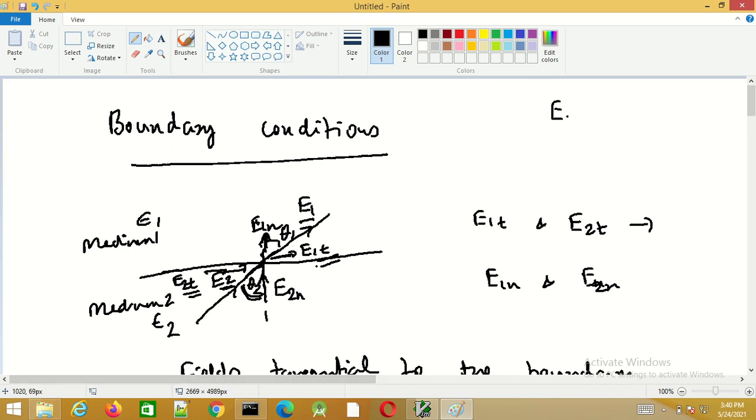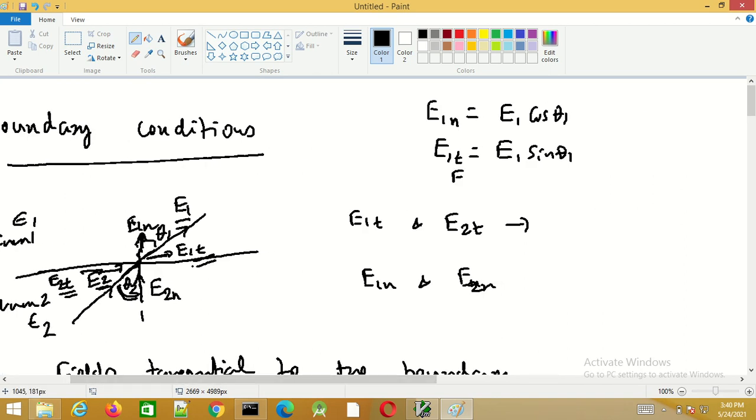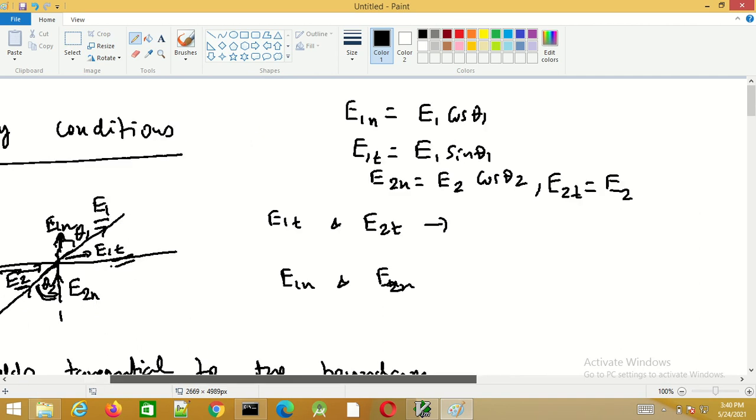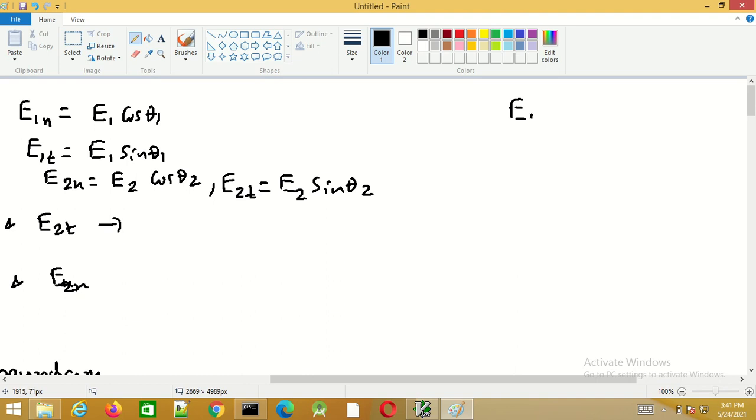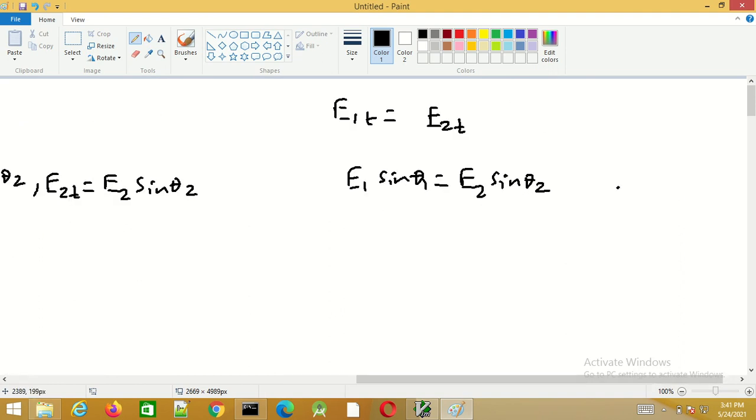So we can see that E1n is equal to E1 cos theta 1 and E1t is equal to E1 sin theta 1, and similarly E2n is equal to E2 cos theta 2 and E2t is equal to E2 sin theta 2. So using these relations you can see that E1t is equal to E2t. So therefore E1 sin theta 1 is equal to E2 sin theta 2. Let me call this A.